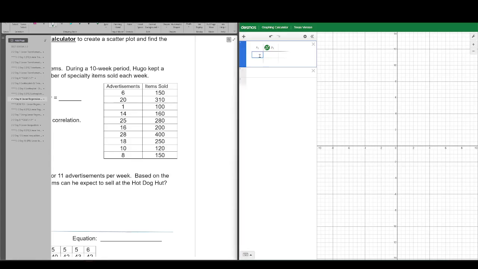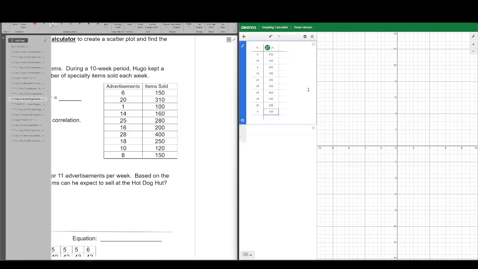So you're going to type these in, and the number one thing you could screw up here is if you mistype the numbers. So after you're done typing them in, make sure to go back and compare them with the original list. So I'm going to type all of these in, and then go back and double check that I didn't mistype anything. So 6, 20, 1, 14, 25, 16, 28, 18, 10, 8, 150, 310, 100, 160, 280, 200, 400, 250, 120, 150. Perfect. So these are all correct.